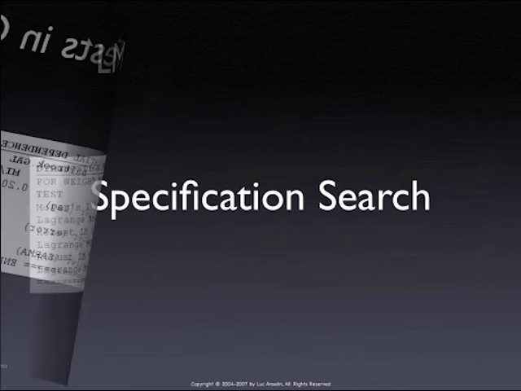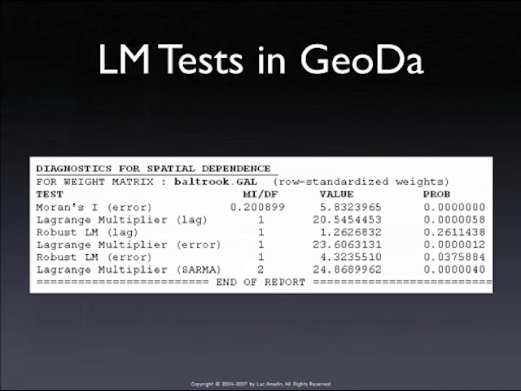So what we see here is the Lagrange multiplier for the lag is 20.5, and for the error is 23.6. So both of these are very high values and reject the null clearly. Then we move to the robust tests, and we see that the robust lag, in fact, the way to think about this is we start with 20.5, we correct for error, and it drops down to 1.2.